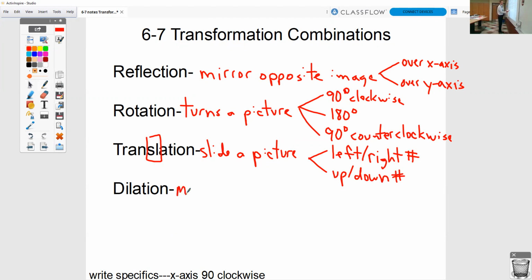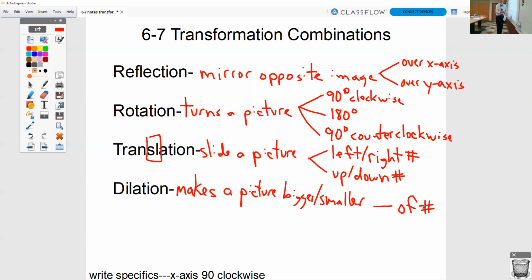A dilation makes a picture bigger or smaller. For a dilation, you have to specifically say of what number, so what you are multiplying by.